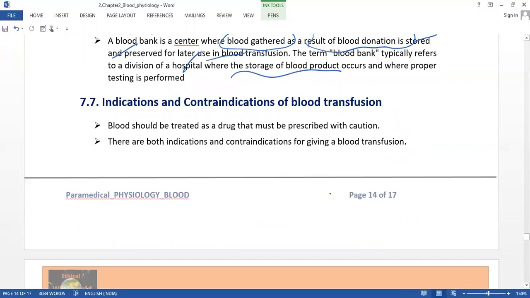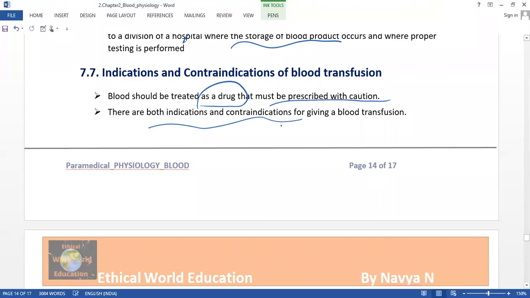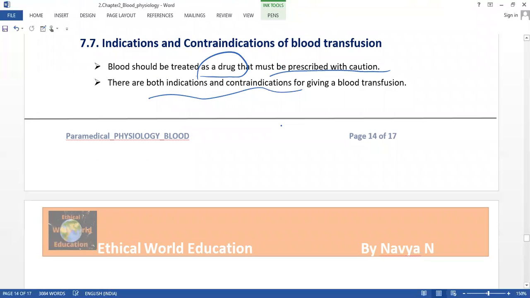Next are the indications and contraindications of blood transfusion. Here the blood should be treated as a drug, right? It must be stored properly, otherwise it may get infected also. So it must be preserved with great caution. There are both indications and contraindications in giving a blood transfusion.